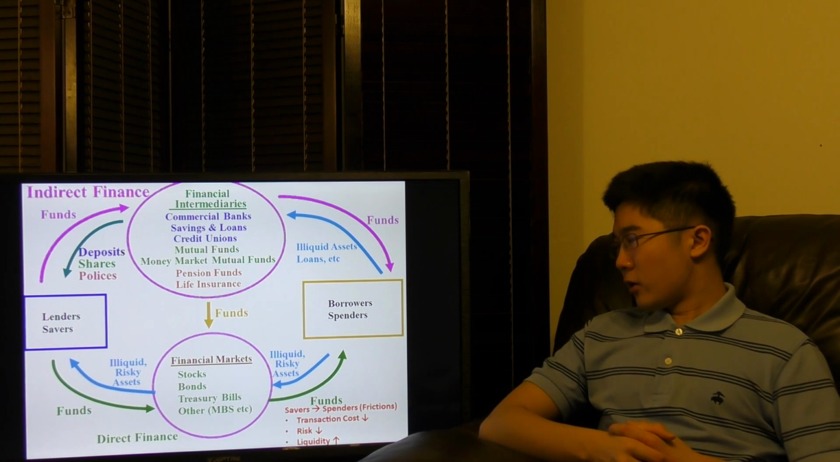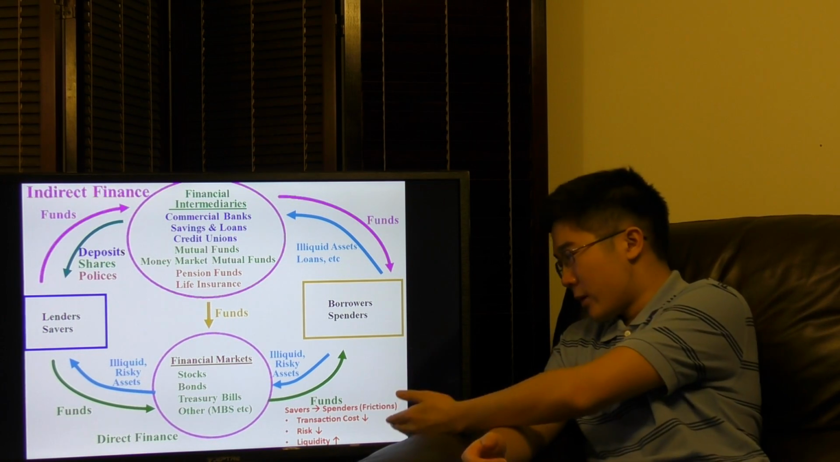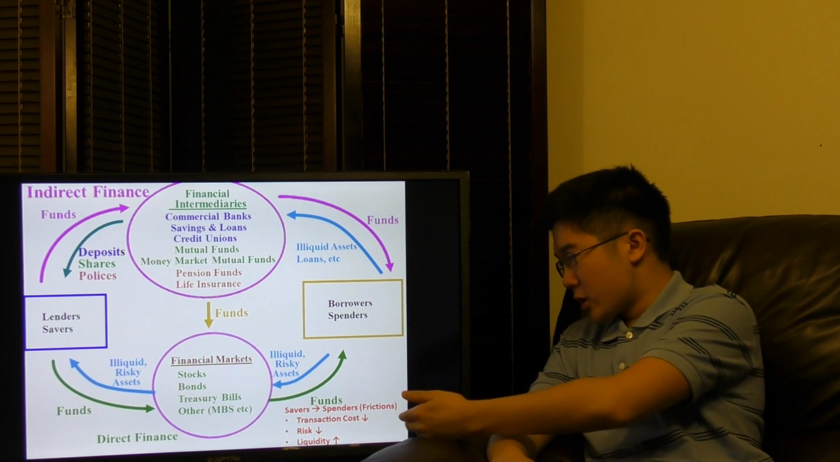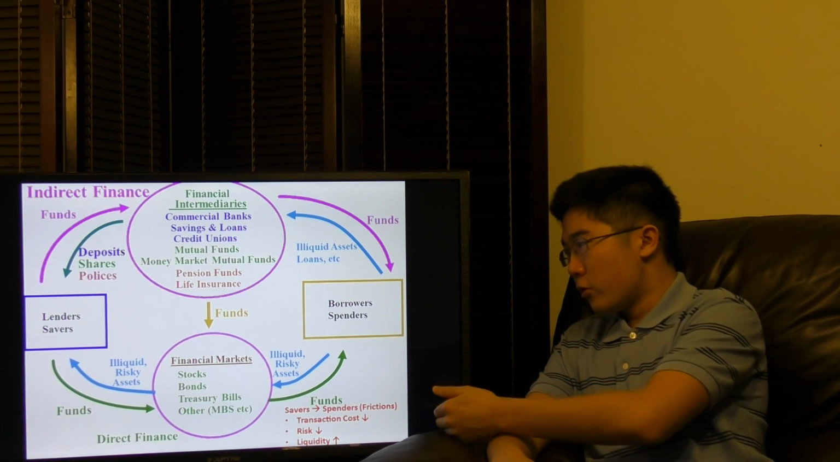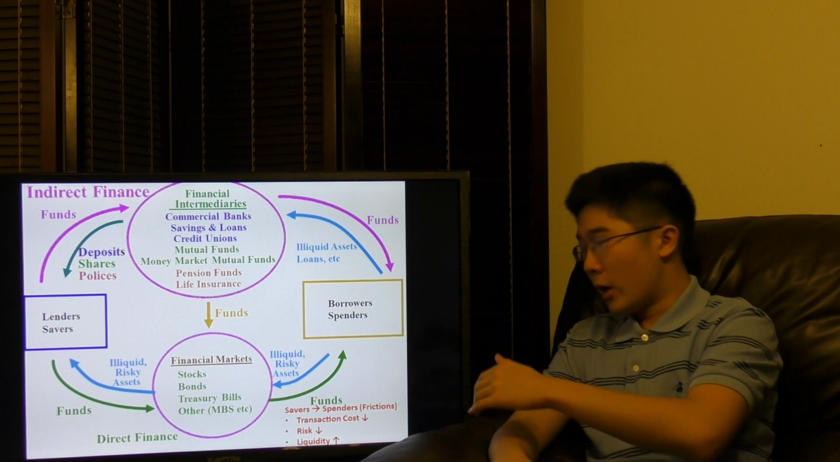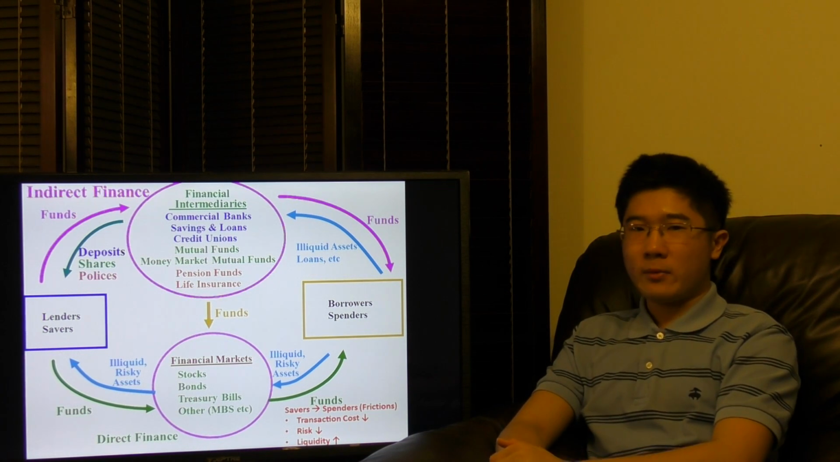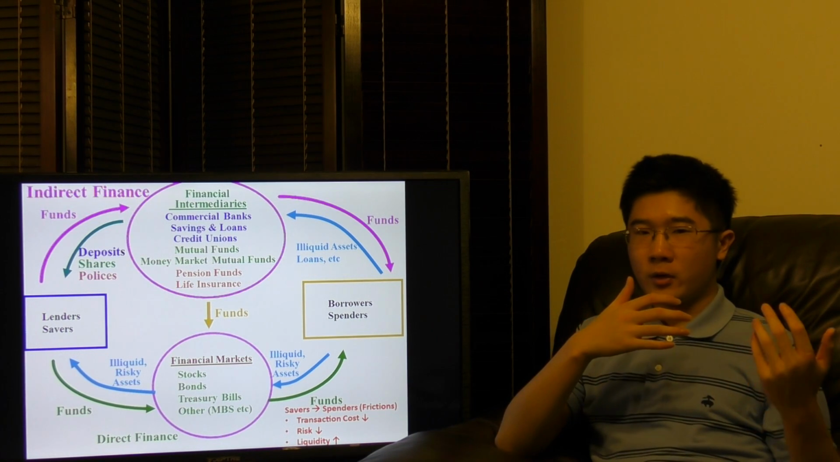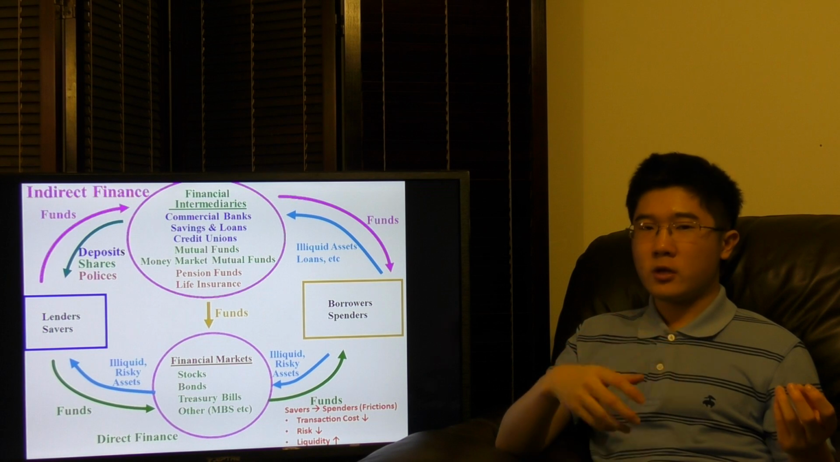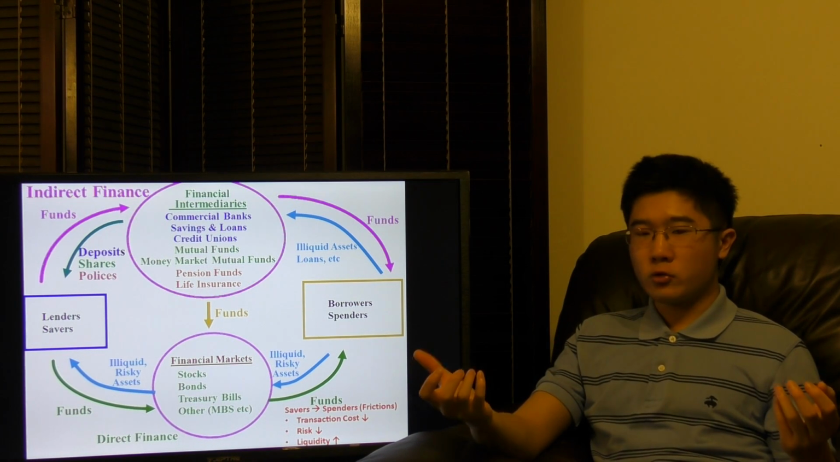And so eventually our funds go from savers to spenders, and then there are some transaction costs and risk, but they are all lowered through this financial system model, and liquidity increases by taking funds from the people most willing to give them to the people most willing to use them or needing them.